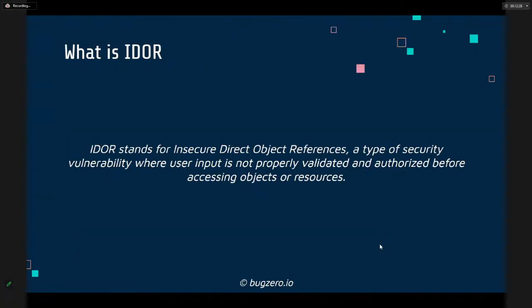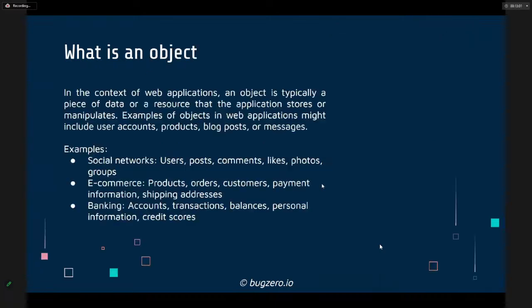IDOR is a kind of security vulnerability where the server side does not properly validate the input that users provide in an application, or it's not properly authorized. So unauthorized persons can go to these endpoints if it's not properly managed.